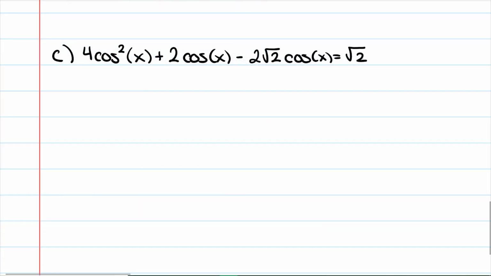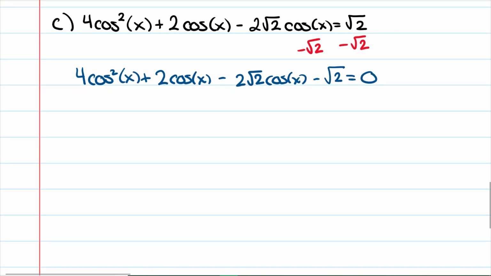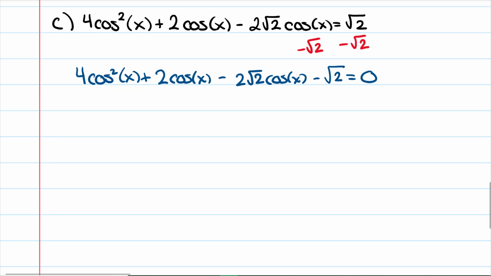All right, so let's move on to the next one, part C. This one is very similar, just a little different. I'm going to start off by subtracting the square root of 2 from both sides. And I get 4 cosine squared of x plus 2 cosine of x minus 2 square root of 2 cosine minus radical 2 is equal to 0. So now, if you factor with 4 terms, you factor by grouping. So I'm going to factor these, and then I'm going to factor these.